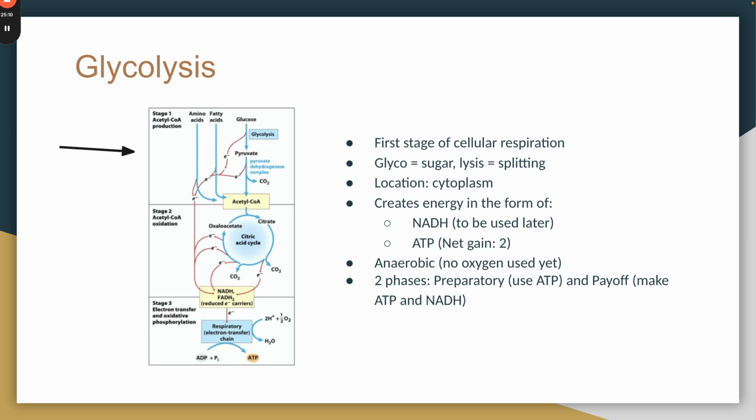Okay, my favorite pathway, glycolysis. All right, so the first stage of cellular respiration. Glyco means sugar, lysis means splitting. The location is the cytoplasm of the cell, which is really important to note. It is the cytoplasm, not the mitochondria. It creates energy in the form of NADH, which will be used later in the citric acid cycle as well as the ETC, and also makes direct energy in the form of ATP. It's anaerobic, so no oxygen is used yet, and there are two phases: the preparatory phase, where you use ATP, and the payoff phase, where you make ATP and NADH.